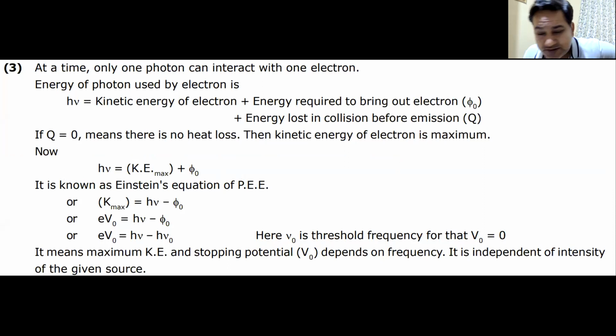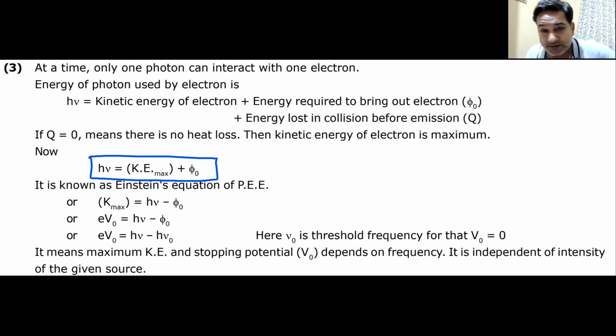This is known as Einstein's equation. Have you seen this Einstein's equation? This equation is known as the Einstein equation, and you will be pretty surprised to know that Sir Albert Einstein got a Nobel Prize for physics. For what did he get the Nobel Prize?